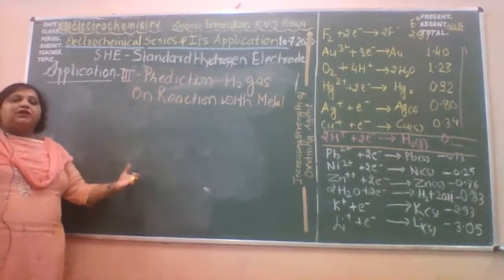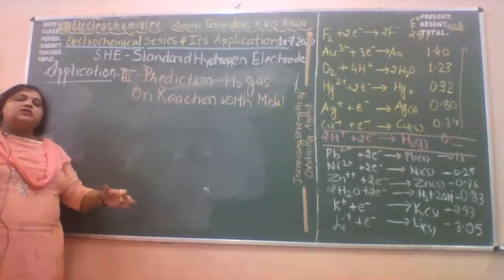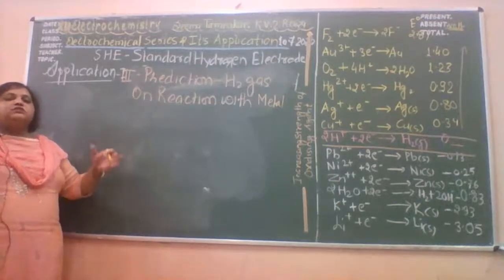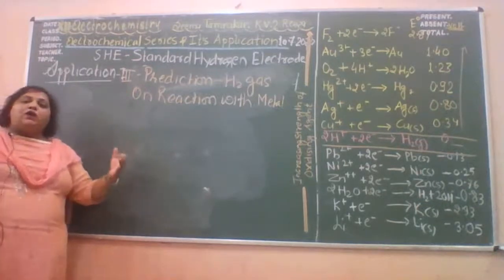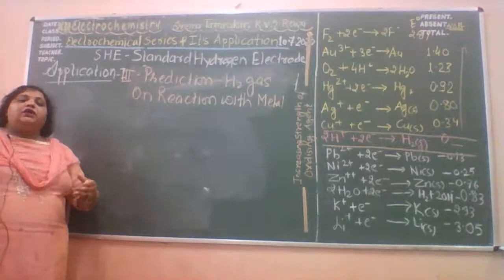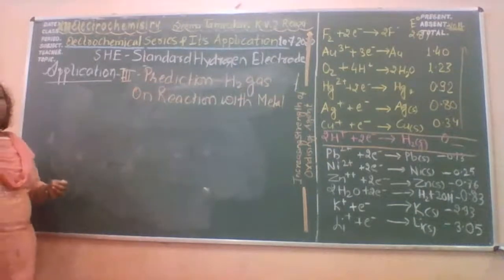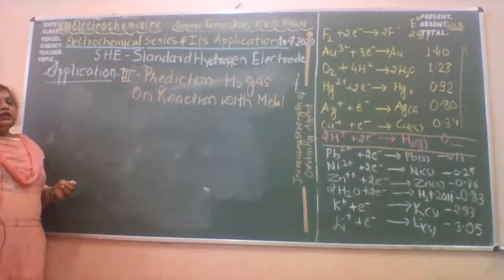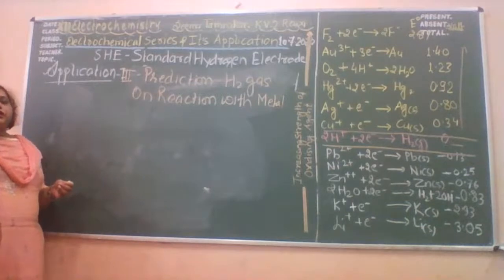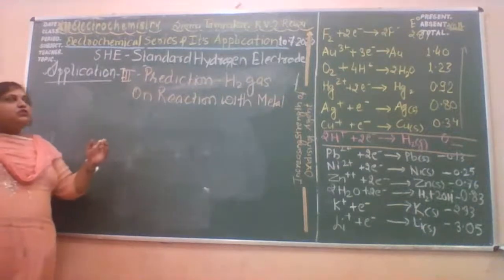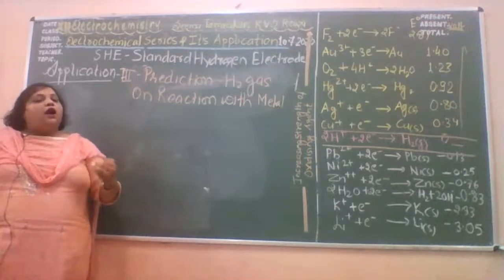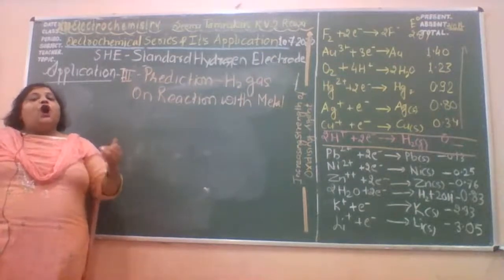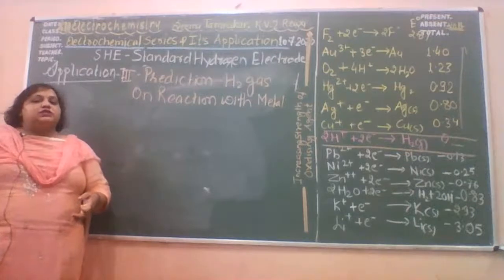Only 3 applications we have studied. Next class I will go for the applications which are left now, which I have not taken up. The first application that I have taken is the comparison of oxidizing and reducing property, right? The element which is located at the superior position will be a better oxidizing agent or poor reducing agent, right?